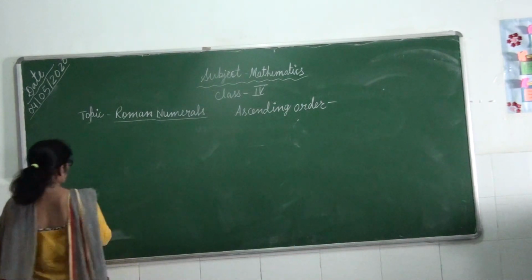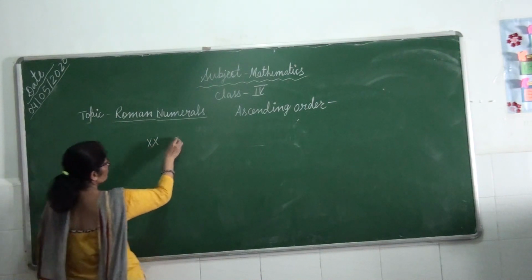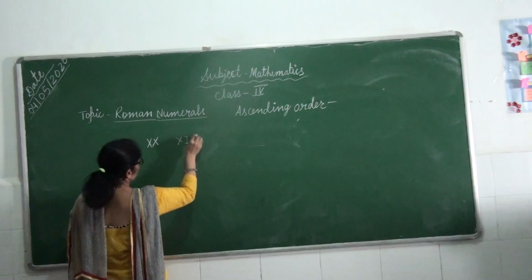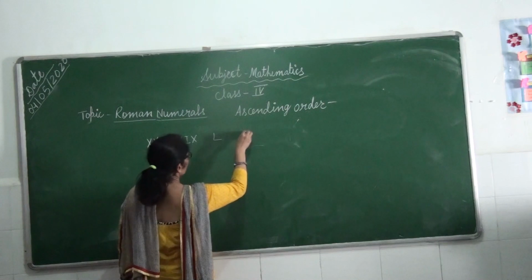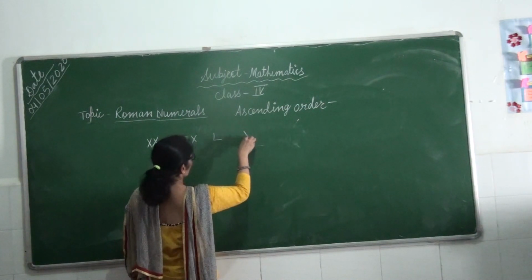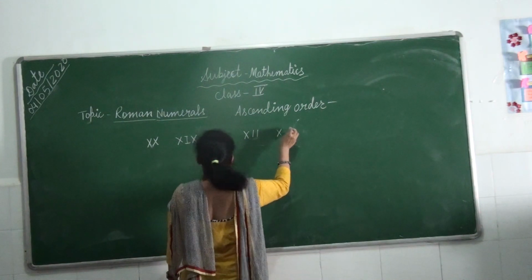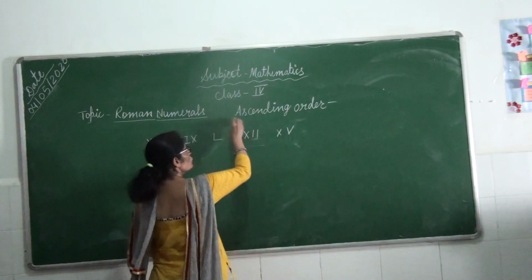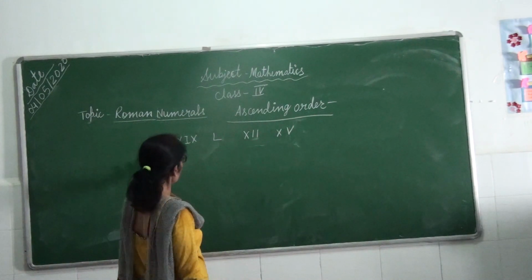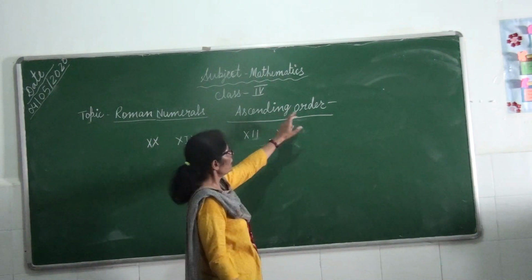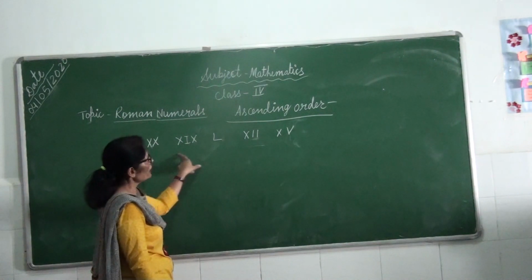You can see it very carefully. In which order we have to write these Roman numerals? Ascending order. किस order में हमें Roman numerals को लिखना है? Ascending order में. Now सबसे पहले हमको क्या कर लेना है? यहीं पे हम नंबरिंग कर लेंगे.